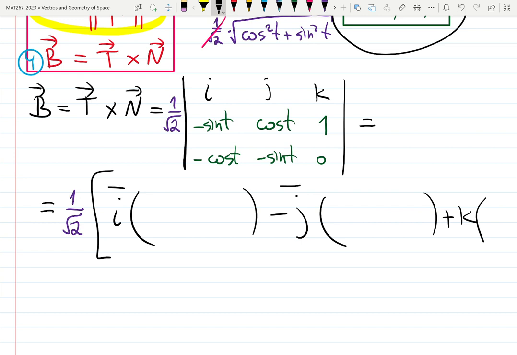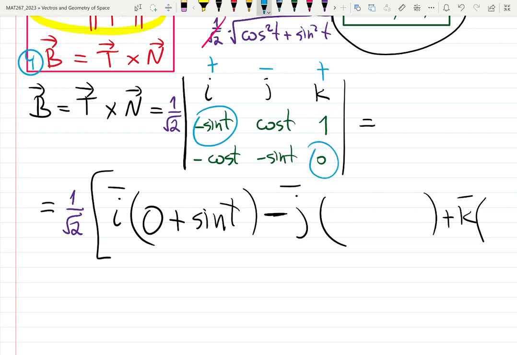So I, J, K, we know that. I takes this cosine times 0, 0, yay. Minus sine times 1. That gives you plus sine. Let me write down. 0 plus sine t. Done. Minus j, remember the formula. Usually people do plus, minus, plus. Do you remember? Minus j. Sine times 0 is 0. Minus negative cosine times 1. Same situation, but with cosine. Gives you 0 plus cosine t.